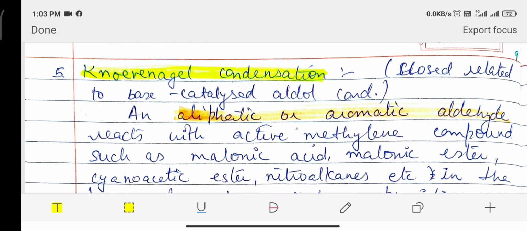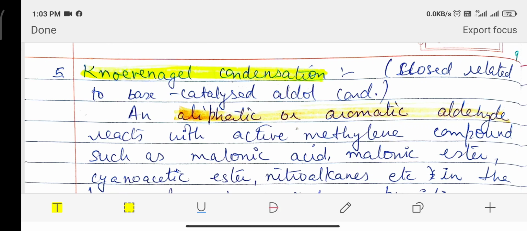Today we will start with Knoevenagel condensation reaction. In aldehydes and ketones, we have already done the aldol condensation reaction, then the cross aldol condensation reaction, then the benzoin condensation reaction, and then the Perkin reaction. So next is the Knoevenagel reaction.